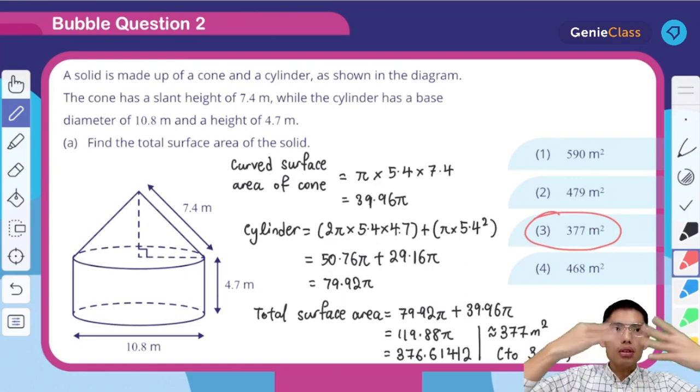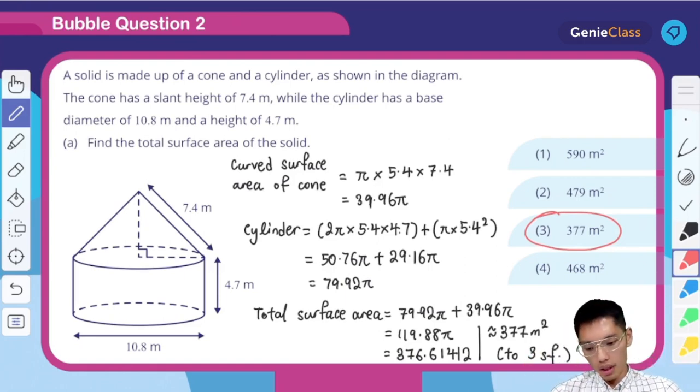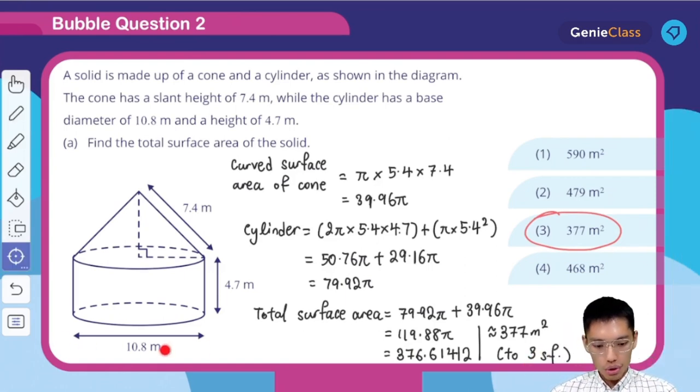So just take note of the curved surface area, because of some mistakes you have made. One, you use the diameter when you find the curved surface area of the cone or the cylinder. Two, when you find the curved surface area, use the slant height instead of the perpendicular height found by using Pythagoras theorem, working too far out. So just be careful, remember your formula as well.